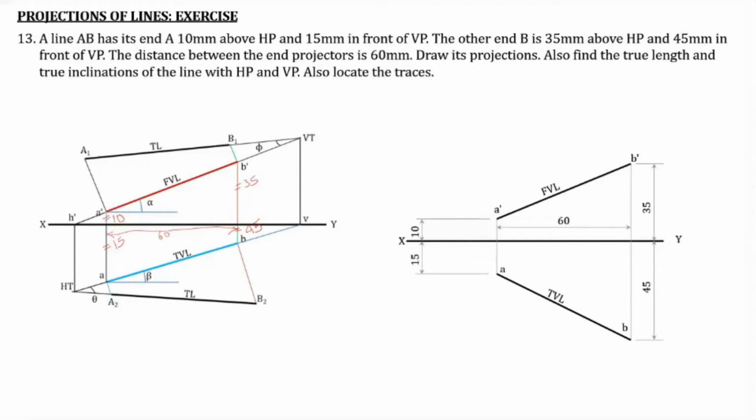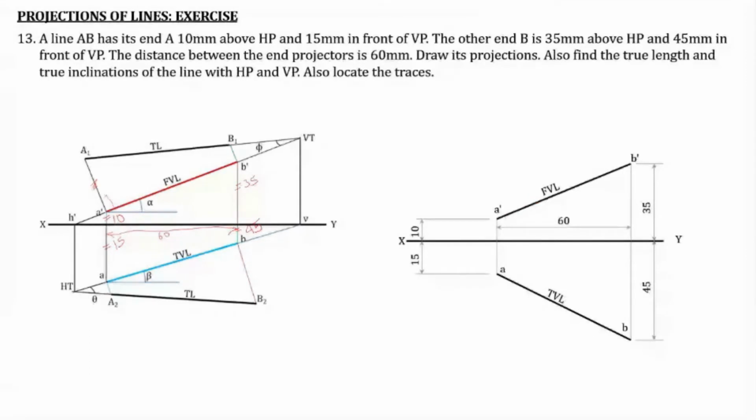Now, in order to find out the true length as well as the true inclinations, what we have to do is draw perpendicular lines from A dash as well as B dash, and the lines should be perpendicular to the A dash B dash line, that is the front view, like this line. This line is actually perpendicular to the front view. Likewise, we also have to draw two perpendicular lines from A dash and B dash, which are perpendicular to the A dash B dash line.